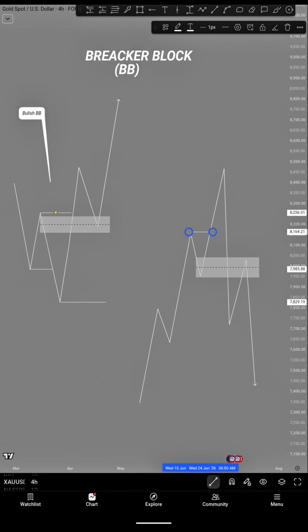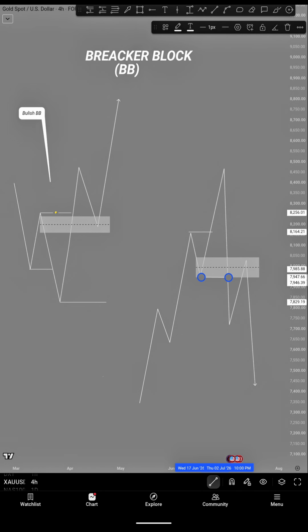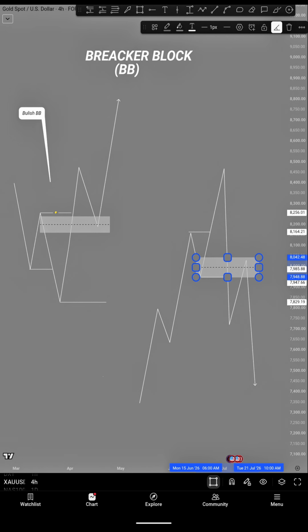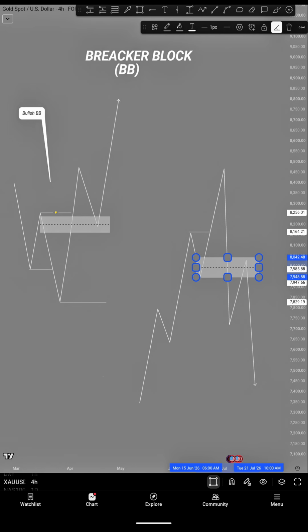upside, and the structure below should be your change of character here, or shift in market structure, depending on the time frame or how you are looking at the market, right? So this area is where you will look for your breaker block, which is the bearish scenario, and this one is where you will look for your breaker block in a bullish scenario. This is the bearish scenario.